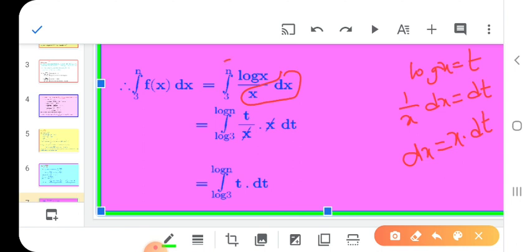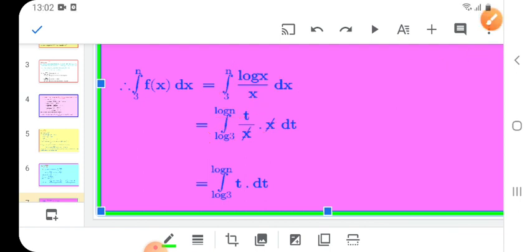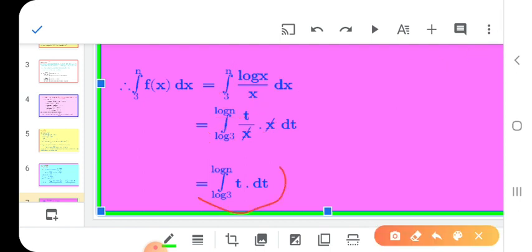What is the limit value here? n. So I write log n. Why? Here log x equals t, so I put log n. Here the limit value is 3, so I write log 3. Here log x equals t by x. What is the value of dx here? x into dt. x cancels. What is the remaining term here? Integral log 3 to log n, t into dt. Do you understand or not?